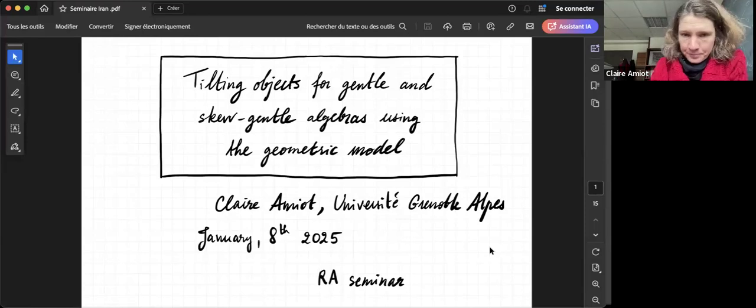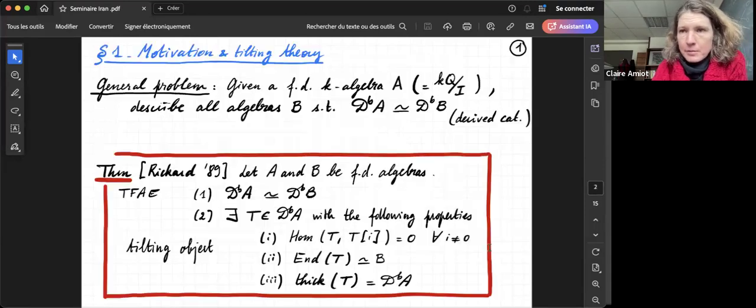So today I will speak about derived equivalences for gentle and skew-gentle algebras, but using some geometric tools. First, let me start with some motivation. The motivation is really from representation theory, and comes from tilting theory. So we start with this general problem.